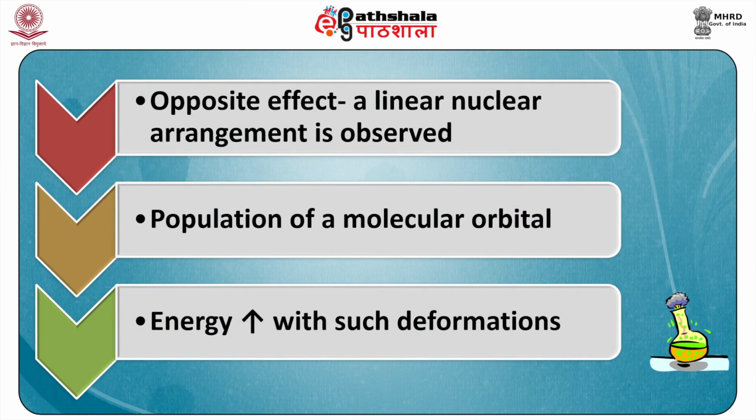Generally, a bent geometry results due to the occupation of a level whose orbital energy curve decreases with diminishing internuclear angle. The opposite effect, that is, a linear nuclear arrangement, is observed for the population of a molecular orbital whose energy increases with such deformations.